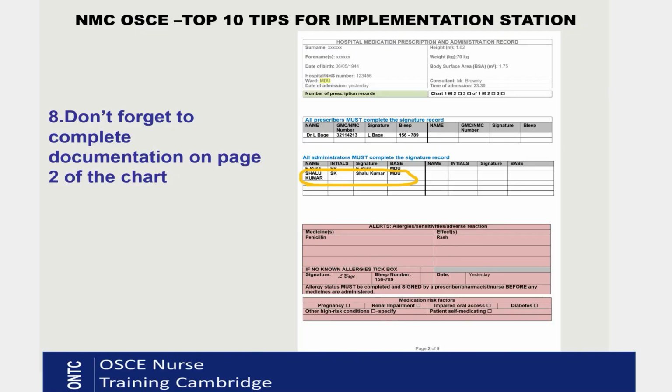Number 8 is, don't forget to complete documentation on page 2 of the chart. So on page 2, it asks you that all administrators must complete the signature record. Okay, so this is to just say that you have used that drug chart. So it's kind of a log for all the administrators. So you need to sign that log box. Okay, so you are going to put your name, initial, signature, and the base. As you can see on there, the base is where your patient is based. So that's what you will add there.